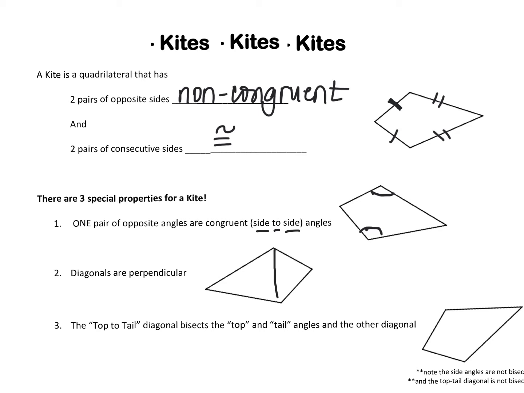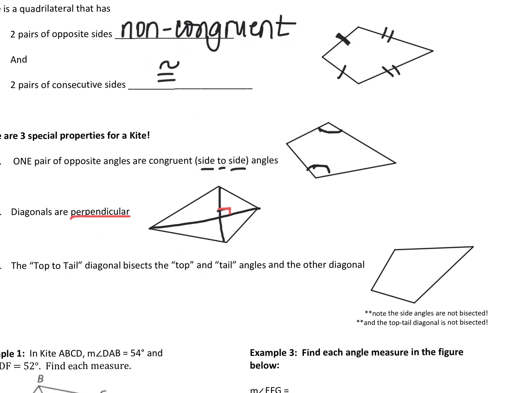So when we draw in the diagonals, they make a right angle. Okay, that diagonals are perpendicular. A third property is the top to tail diagonal bisects the top and tail angles and the other diagonal. So this one diagonal right here, it bisects this angle here.